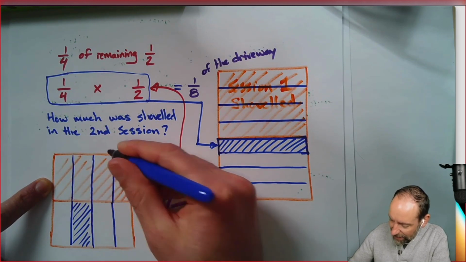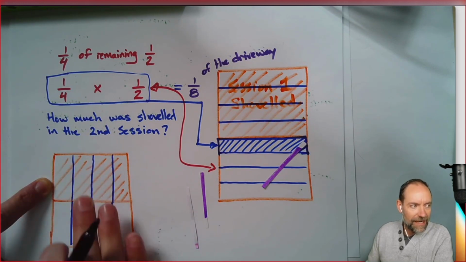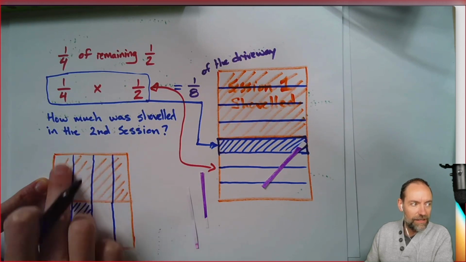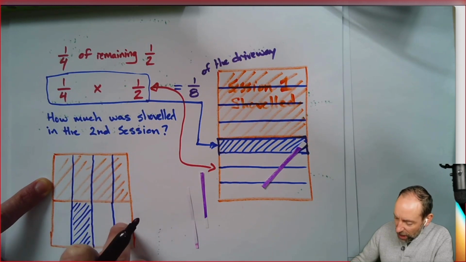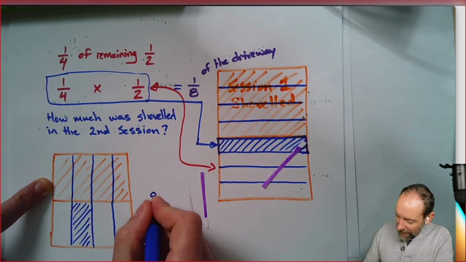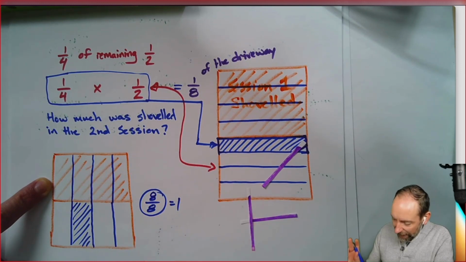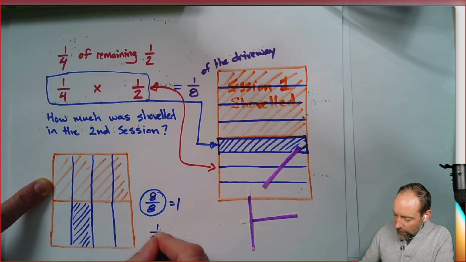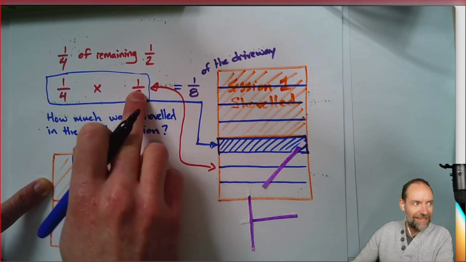So let's extend there. All I've done is chop the driveway up into more chunks. Instead of it being originally 2 chunks, we chopped this into 4 chunks and that into an additional 4 chunks. Guess what? We have 1, 2, 3, 4, 5, 6, 7, 8 chunks. There are 8 chunks in the entire driveway. 8 out of 8 chunks is the entire driveway. That's equal to 1 driveway. But in the second session, we only shoveled 1/8 of the entire driveway. So this is the same as that.